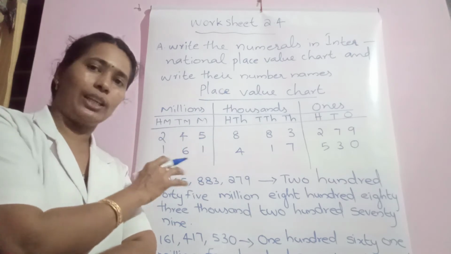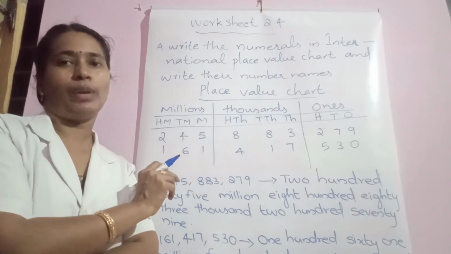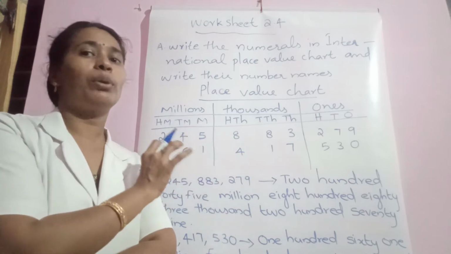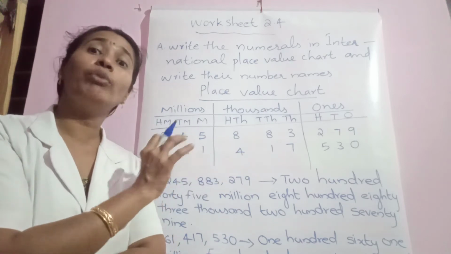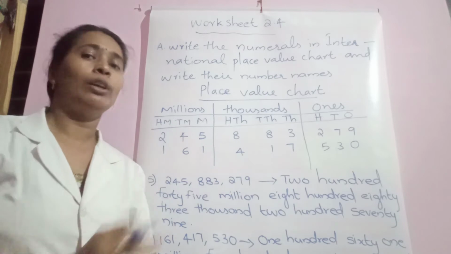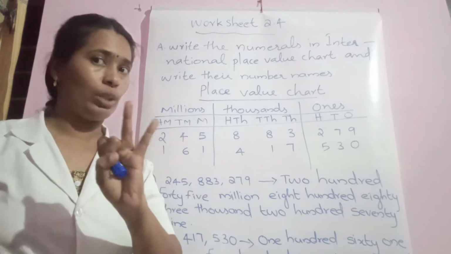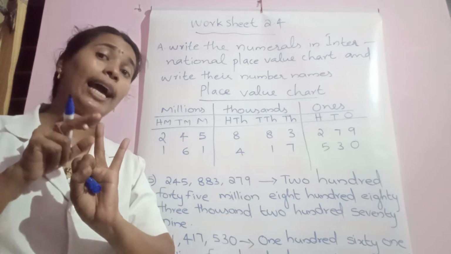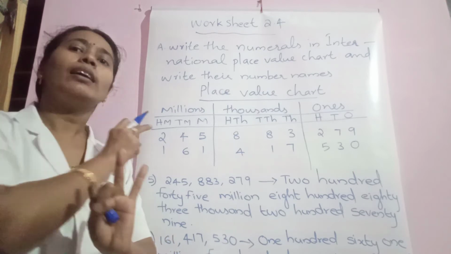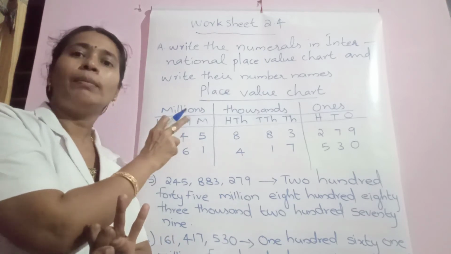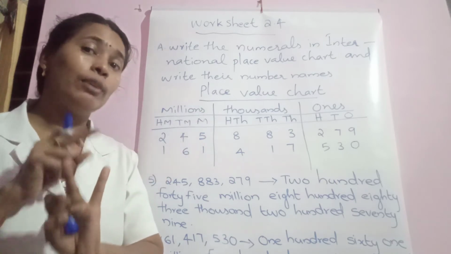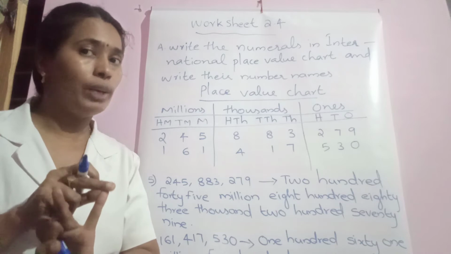After representation, what do we have to do? We have to write the number names of the following, or write the numeral in words. So we have to do two things. First, the given numerals have to be represented in the international place value chart. Secondly, we have to write them in words.